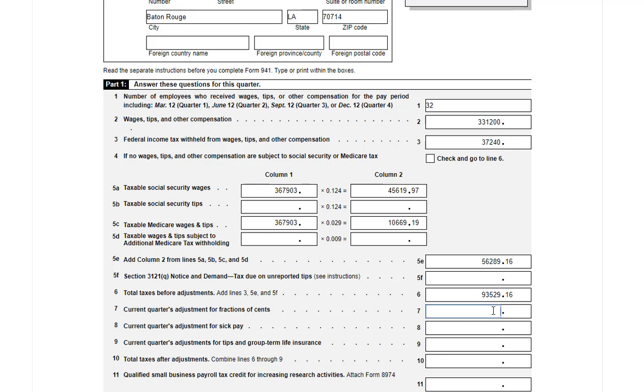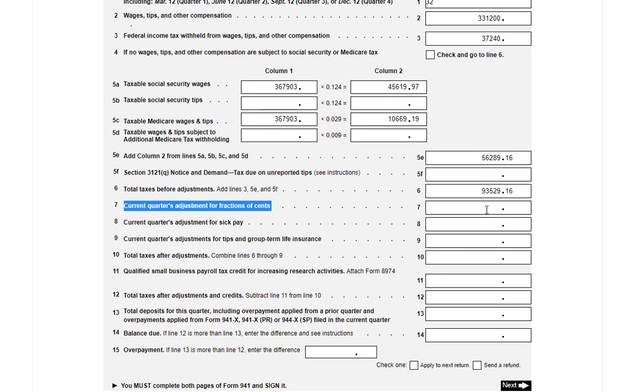Line 7, the current quarter's adjustment for fractions of cents. In other words, this is for rounding. And we do not know the rounding yet. So let's skip this. We should jump to line 13.